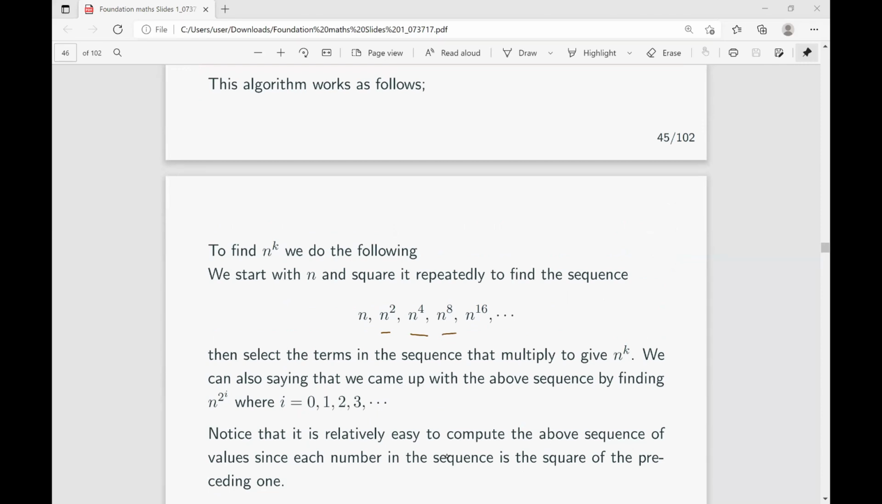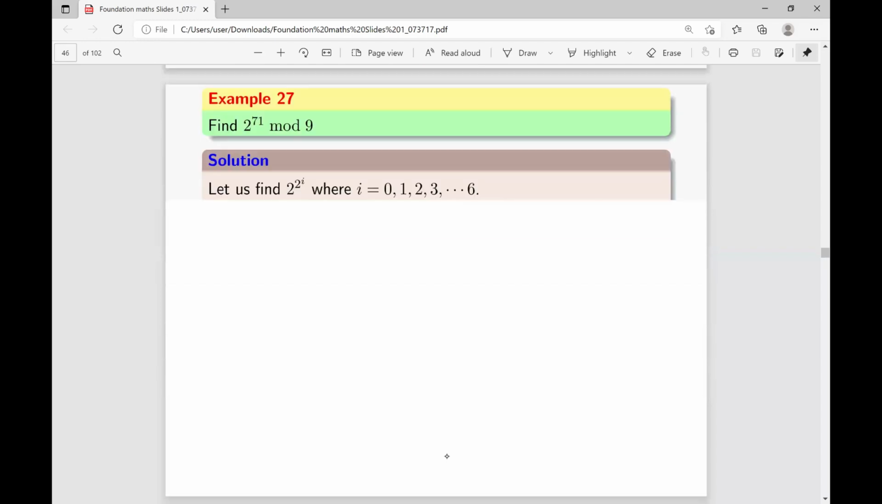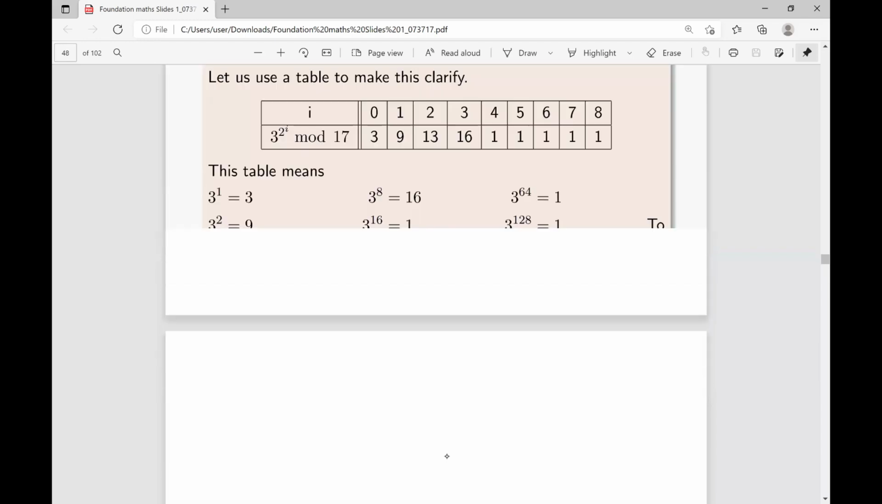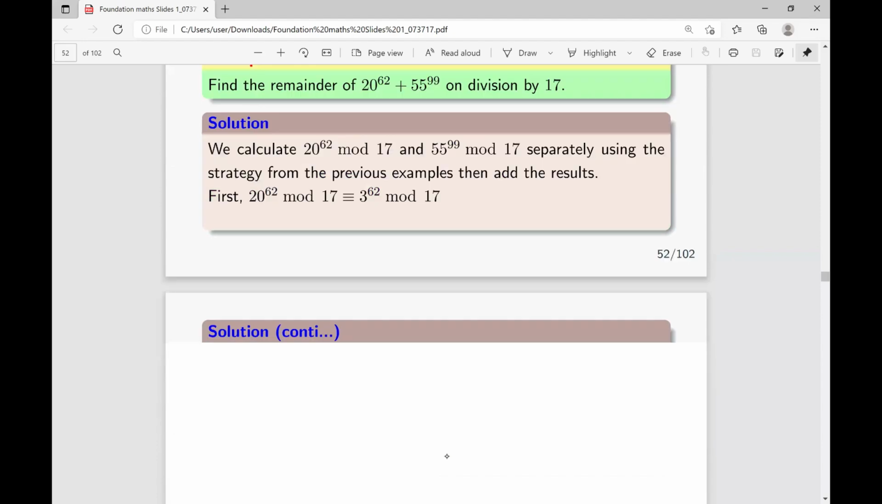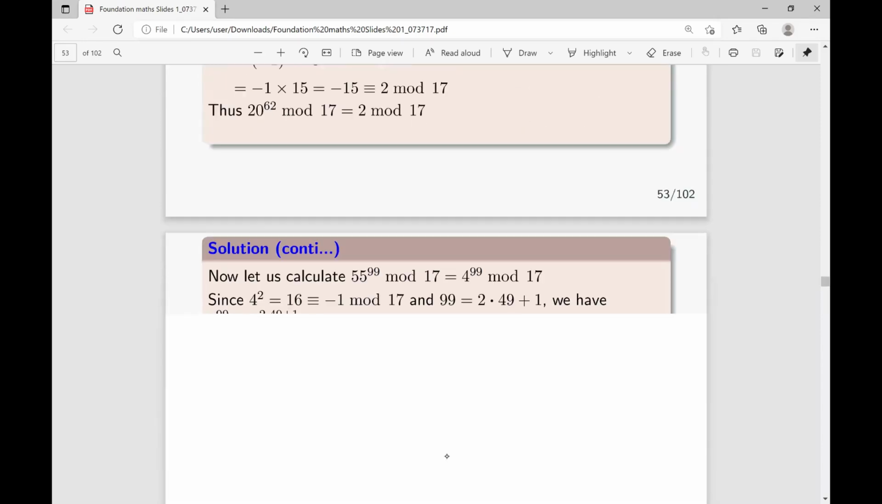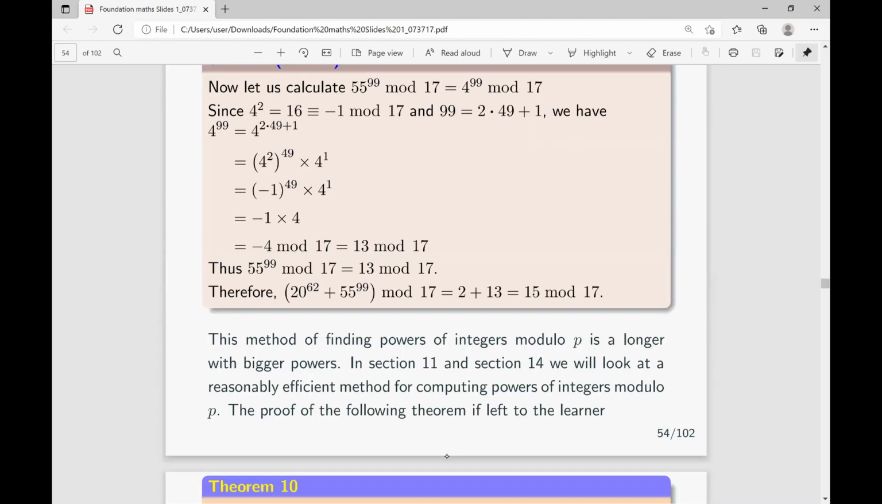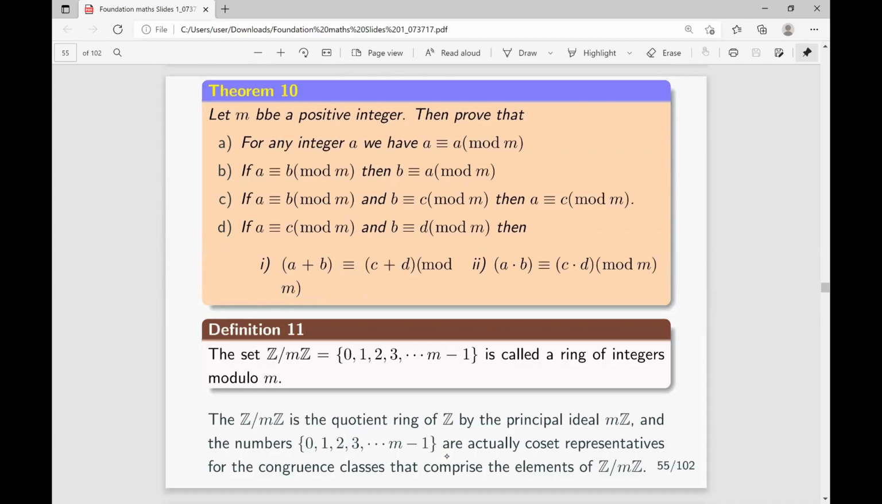So you're squaring subsequent numbers. And we looked at examples. Today we'll not go into that. We shall look at another way of finding powers. But before that, we were to look at rings. I was just to define what a ring is.